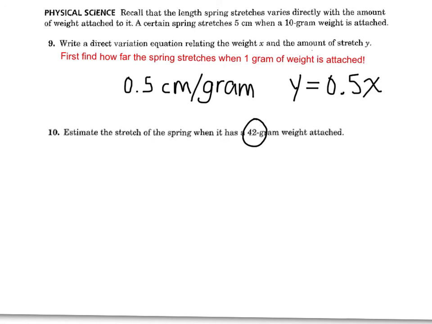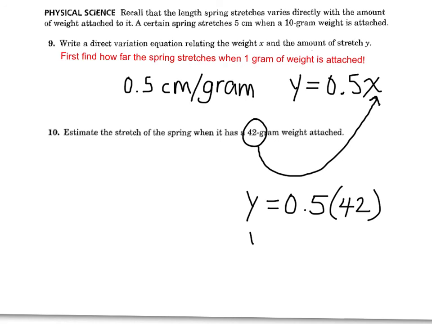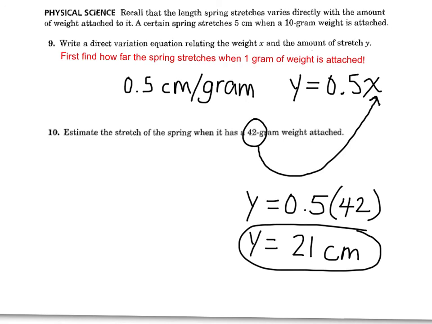Now estimate the stretch of the spring when it has a 42-gram weight attached. So we know that the weight is 42 grams, and so we want to substitute that in for x. So y equals 0.5 times 42. So y is equal to 21 centimeters. And that is the end of our lesson on constant rate of change.